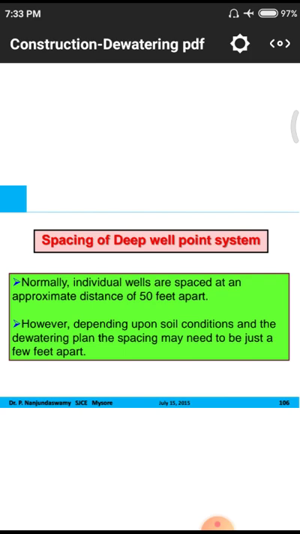50 feet means nearly 13 to 15 meters. Normally 50 feet means that. So in the case of these deep wells, how much depth or width they require is a question. However, depending upon the soil conditions and the dewatering plan, the spacing may need to be just a few feet apart.